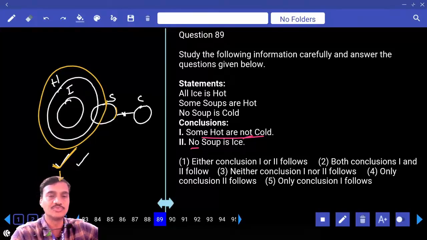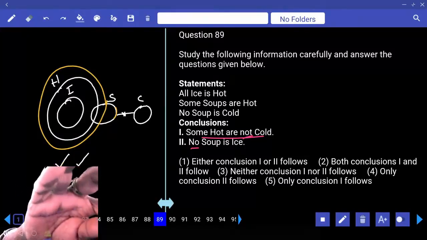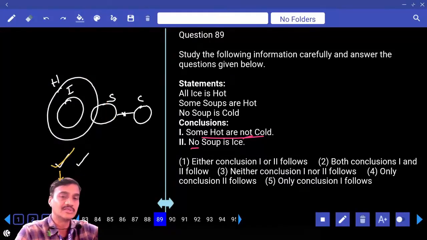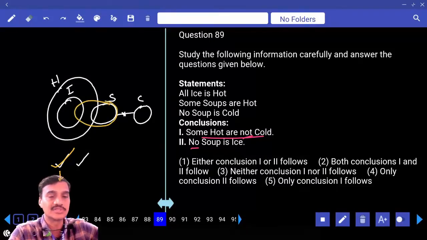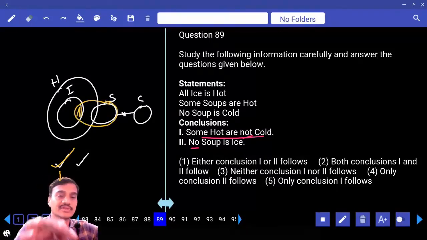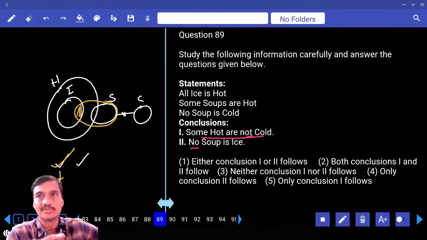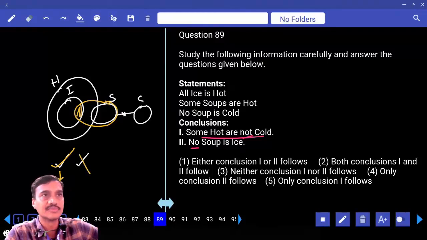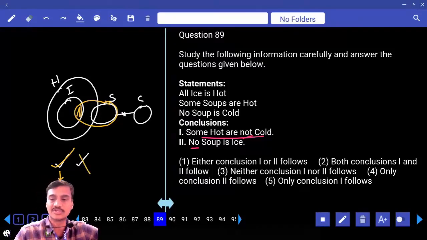Then next one, no soup is ice. Now to make this one false, I need to prove some soup is ice. Now tell me whether I can write soup and ice like this or not. Yes, by doing so I have proven a case where some soup is ice is true. Some soup is ice is true, so no soup is ice will become false. Clear? And what is your answer? Only one follows. Only one, that is choice 5, question number 89.